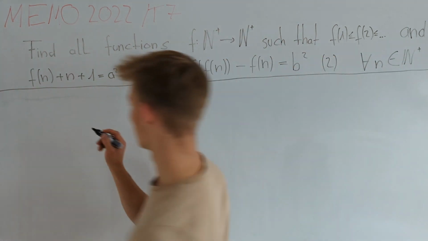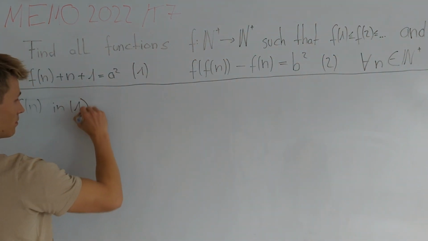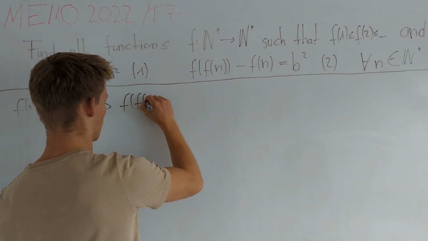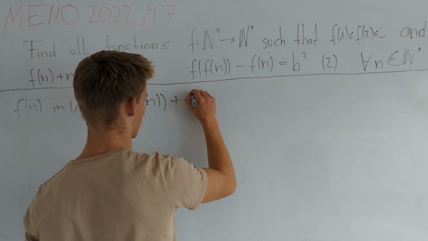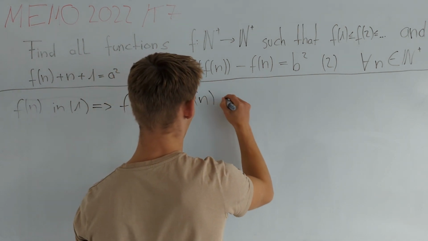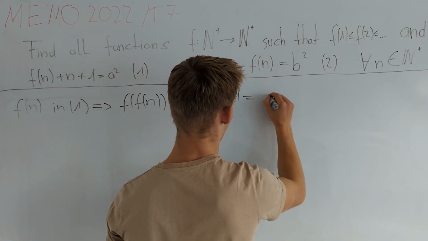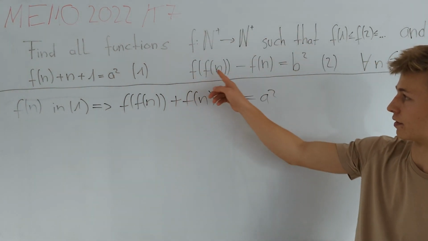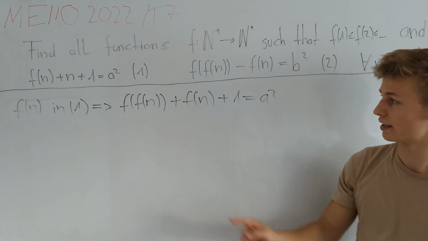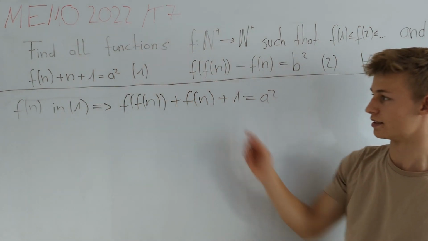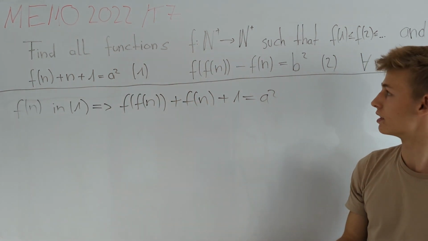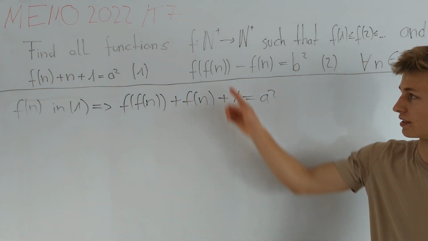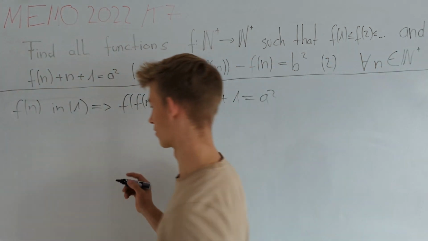put in f(n) in equation 1, and then we get that f(n) plus f(n) plus 1 is equal to a squared. This is nice because now we have f(n) in our equation 2, and we have f(n) in this new equation, and therefore if we subtract equation 2 from this, we can get rid of this f(n) term. So let's write this down.